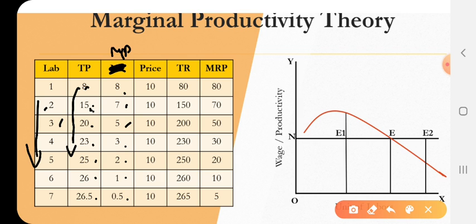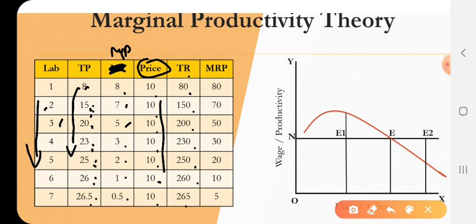Okay, then you know that this is the price. We have said that in perfect competition the price will remain the same, 10 rupees per product. Then total revenue, how much we are going to earn. So 8 production into 10 rupees is 80. 15 production into 10 rupees, 150. 20 production into 10 rupees is 200 rupees. 23 production and 10 rupees is 230. 25 production, 10 rupees, that's 250. 26 production, 10 rupees, that's 260. 26.5 production at 10 rupees is equal to 265.